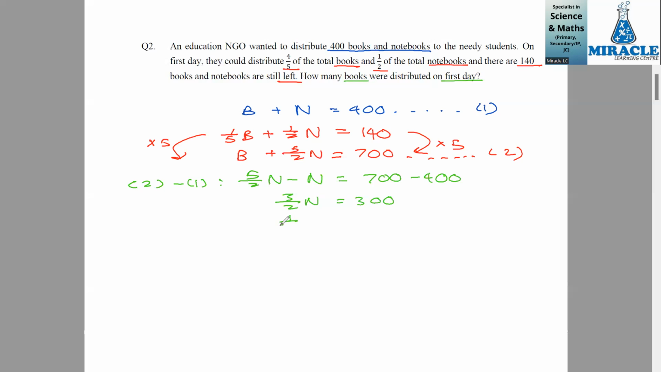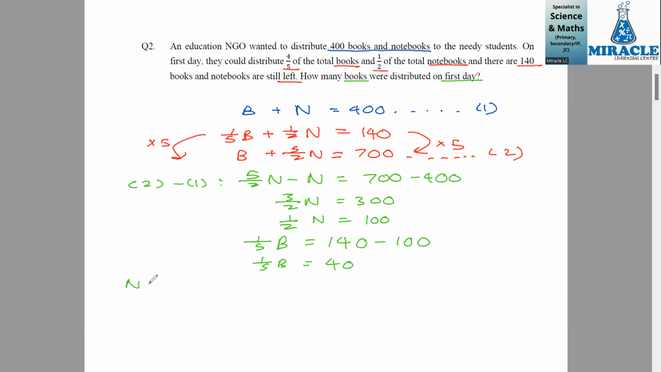So now we can find the value of half N, which is 300 divided by 3, and this gives us 100. So we want to find how many books were distributed on the first day. Based on our second statement over here, 1 out of 5 B plus half N equals 140, we can find the value of 1 out of 5 B. So 1 out of 5 B would be 140 minus 100, and this gives us 40.